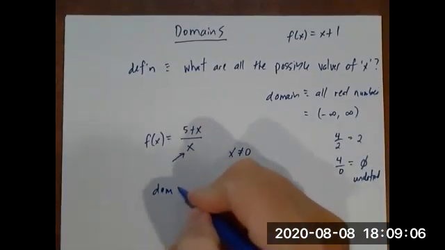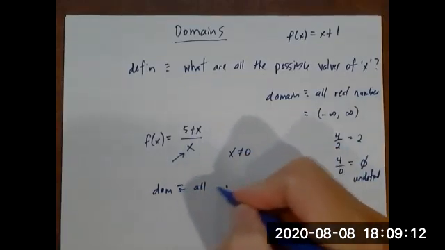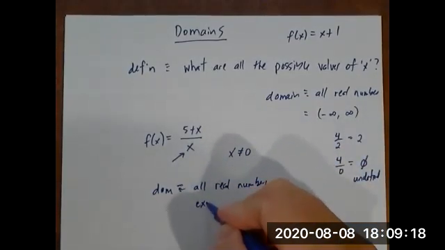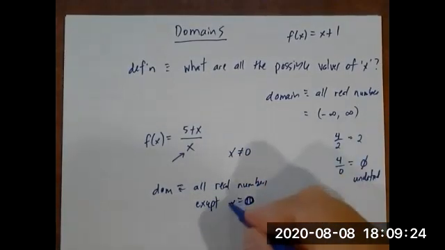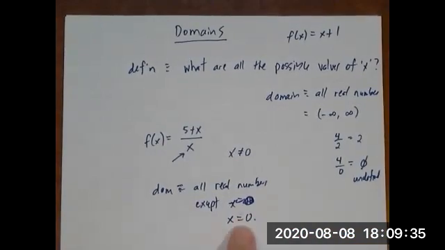So in a sense, here's how we like to write it. The domain, all real numbers except x equals 0. I'll write that. Except x equals 0. In other words, the domain, what numbers can x be? X can be anything except 0. There's one number that x cannot be. So the domain answers the question, what can x be? Hey, x can be anything except 0.